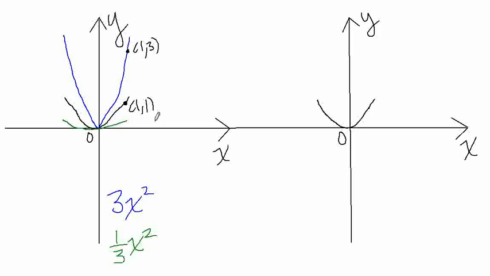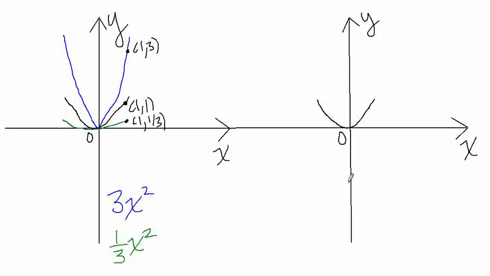If the original graph went through the point with coordinates 1, 1, this graph is going to go through the point with coordinates 1, 1/3. These types of transformations are either vertical stretches or vertical compressions. Now, there are also horizontal stretches and horizontal compressions. Let's talk about those now.